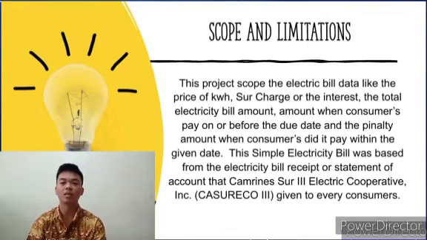Scope and limitations. This project scoped the electric bill data, like the price per kilowatt per hour, surcharge with interest, the total electricity bill amount when consumers pay on or before the due date, and the penalty amount when consumers didn't pay within the given due date. This simple electricity bill was based on the electricity bill receipt or statement of account that Camarines Sur 3 Electric Cooperative Incorporated, or Casoreco 3, was giving to every consumer.